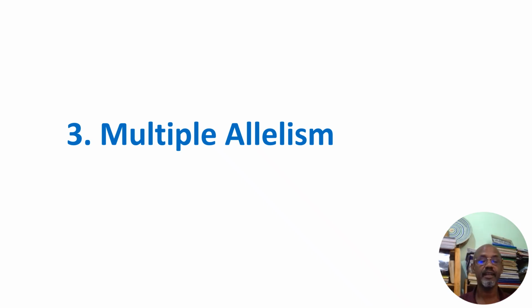Okay, again, grade 11, neo-Mendelian genetics or post-Mendelian genetics. The third aspect, that is the example, that's multiple allelism. We have seen incomplete dominance, then codominance, then multiple allelism.